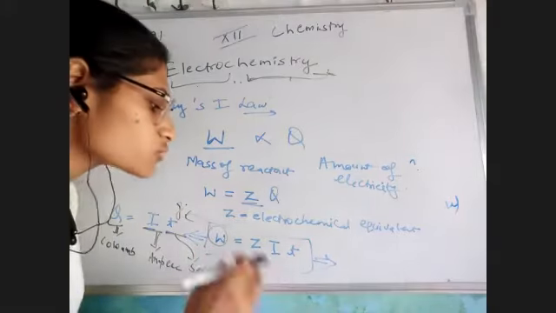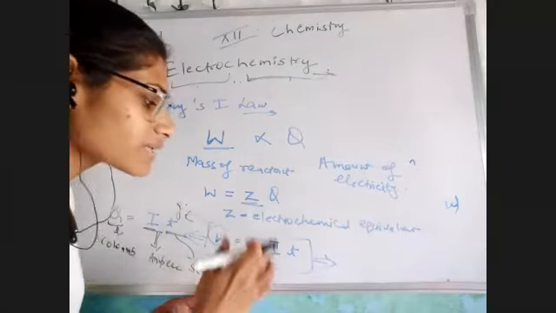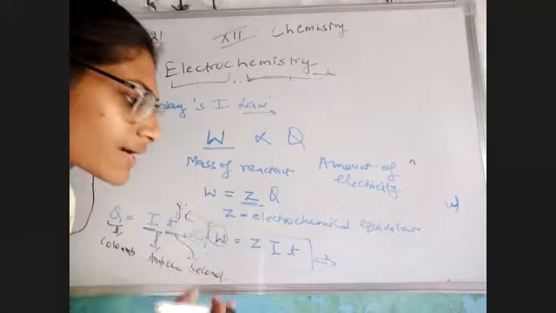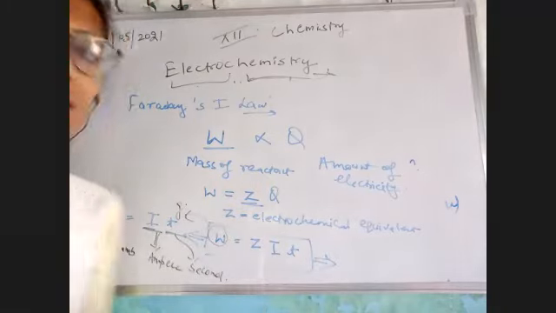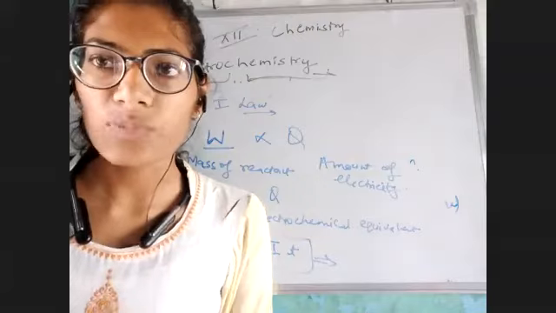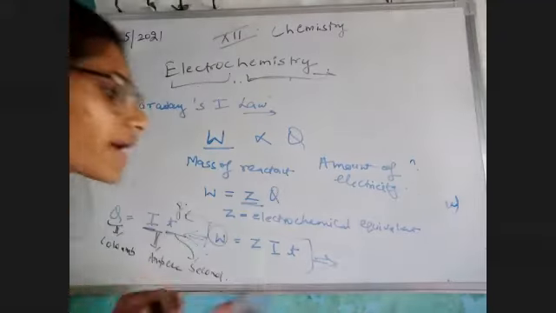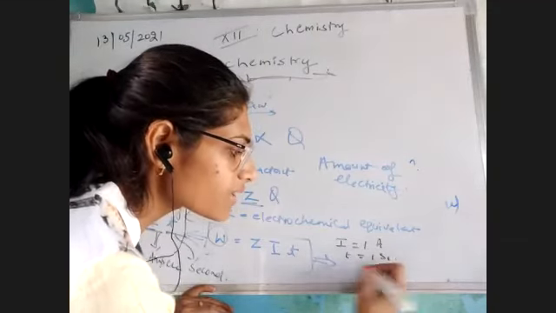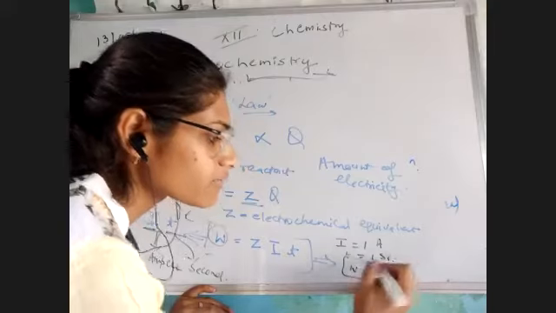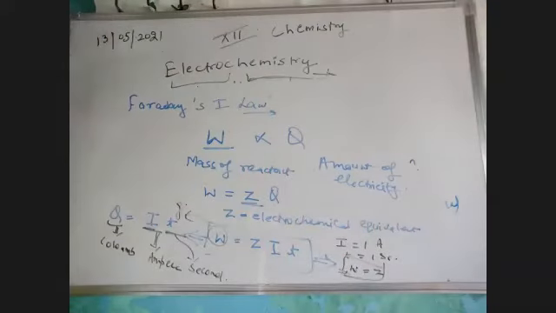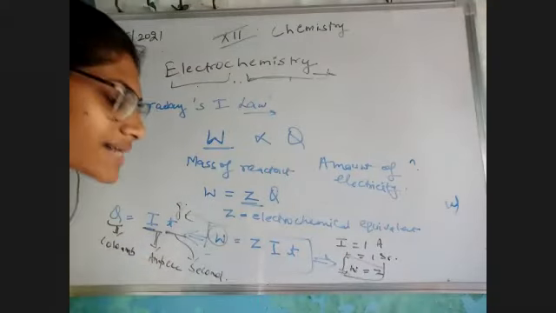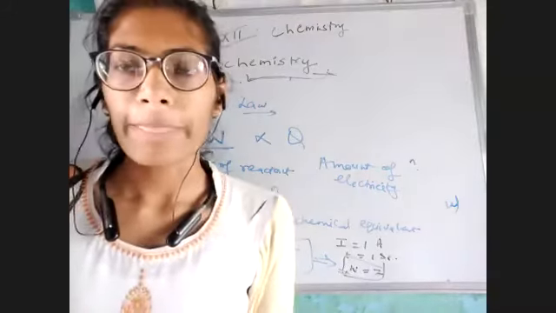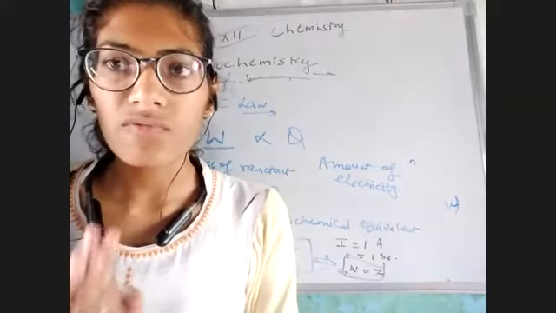If I want to define Z, that is electrochemical equivalent, I would say it is equal to the mass of electrolyte when 1 ampere of current is passed for one second. That means if I equals 1 ampere and time T equals 1 second, W would be equal to Z. So Z, the electrochemical equivalent, is equal to the mass only when the current and the time are equal to 1. Okay. So this was all about Faraday's first law.